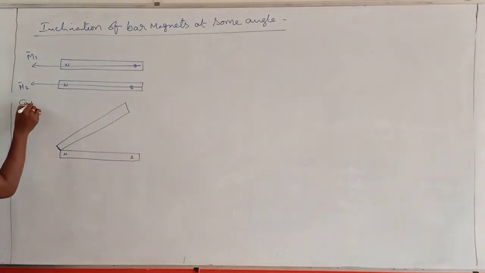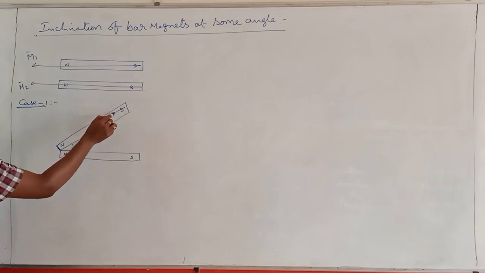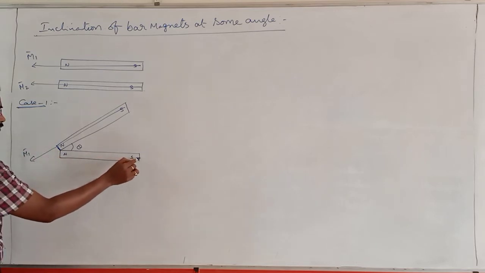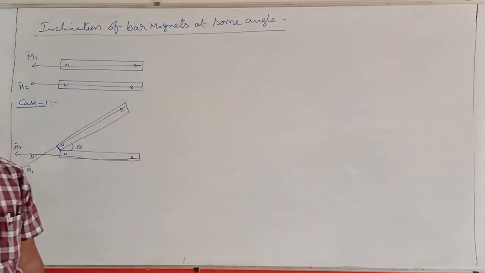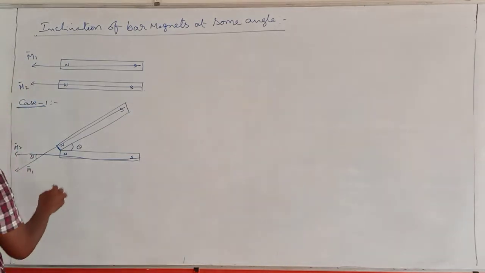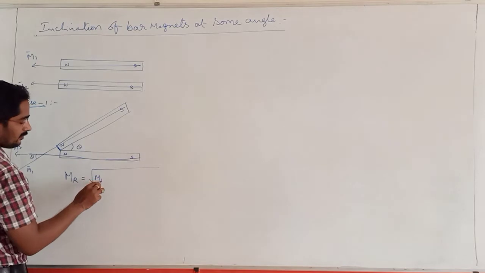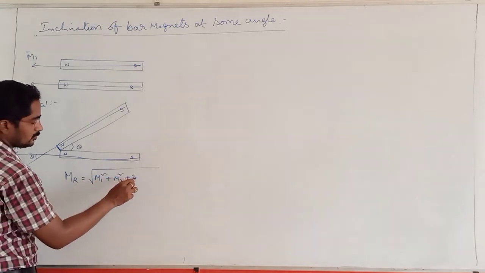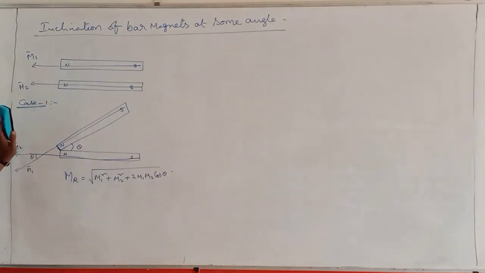This is case 1. I am putting like poles in contact. Both are inclined at an angle of theta. Then the m1 direction is this and the m2 direction is this. What is the angle between them? Theta. Then according to vector addition, the resultant moment equals root over m1 square plus m2 square plus 2 m1 m2 cos theta. That is the resultant magnetic moment in this case.